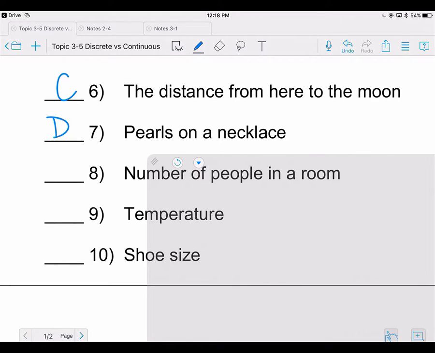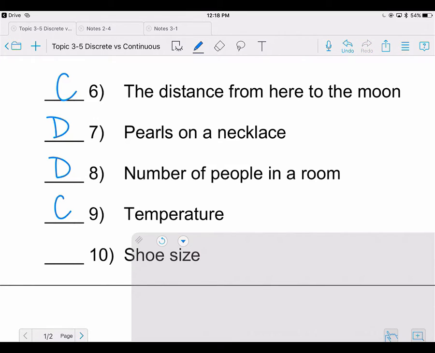Pearls on a necklace would be discrete because you have pearls and you don't have pieces of pearls on a necklace. The number of people in the room is again discrete because you can't have parts of a person. Even if you have a dead body, that's still a person. I know it's morbid, but you have 10 people in a room, 12 people in a room, 50 people in a room, 175 people in a room. They can be counted. They do not need to be measured.